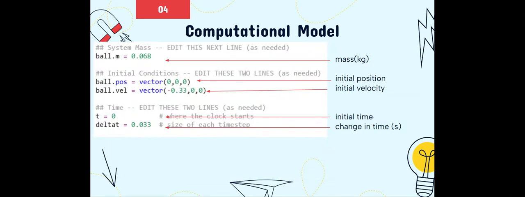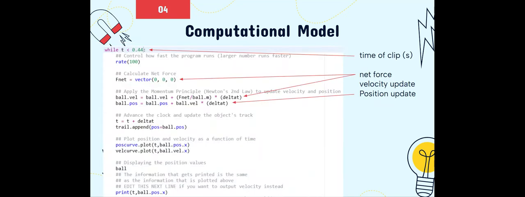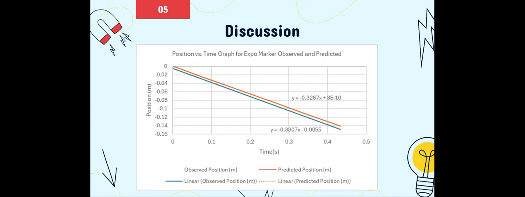When we put this into GlowScript, this is our first screenshot where we put initial position, initial velocity, and change in time. We also know that the mass of the expo marker is 0.068 kilograms. Our second major GlowScript screenshot is where we put the time of the clip as 0.46 seconds. Our net force is zero, and then we put our velocity and position updates to find the velocity and position of the tracker at each point.